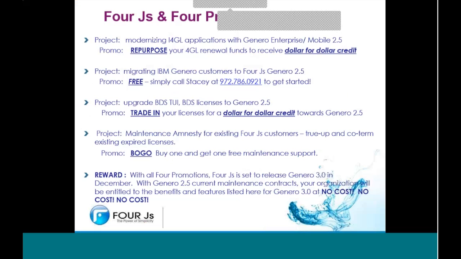So out there, we are finding that of the 4 promos that 4Js is offering folks, most folks are falling into one of these 4 areas. The first one is, like Lester showed, modernizing the I4GL applications with Genero Enterprise Mobile 2.5. If that is your project, then we have a promo that's for you.